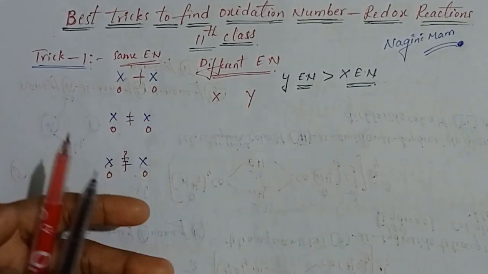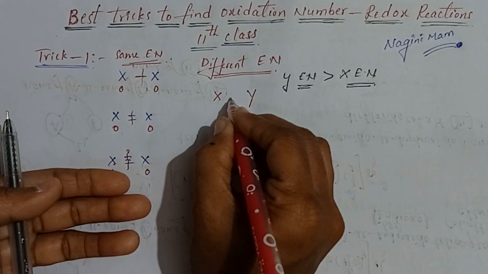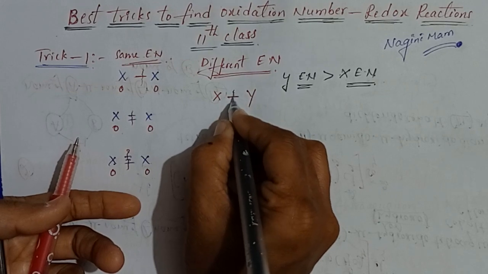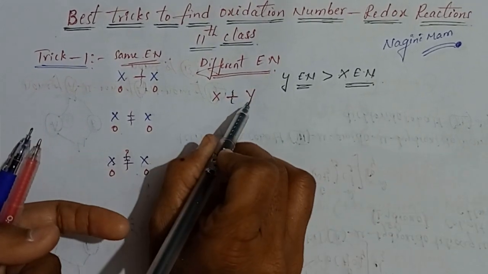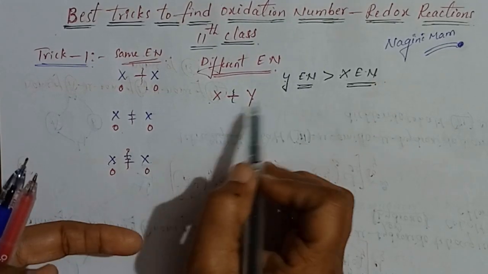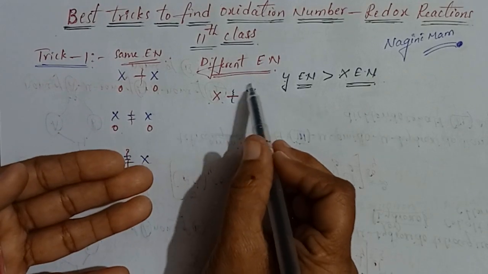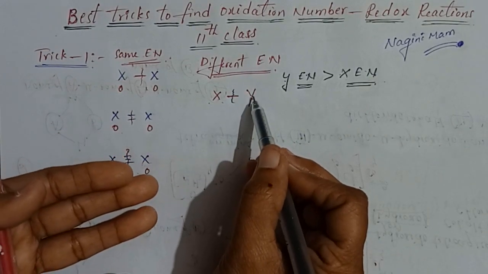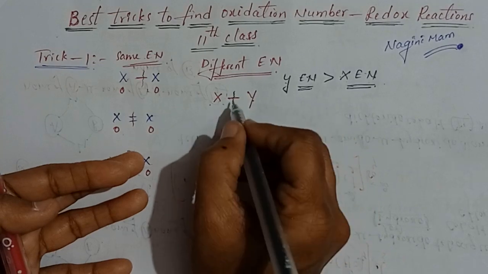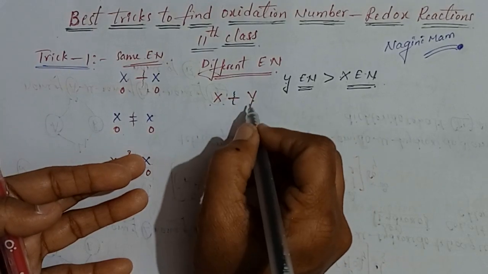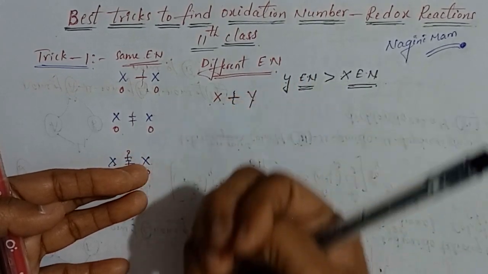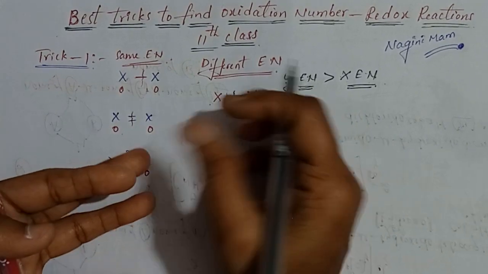Now suppose between the two different elements a single bond is there. If you break this bond, what will happen? Y has more electronegativity than X. So this is the more electronegative element, and it attracts the shared electron pair towards its own direction. So this bond moves towards the Y side. A bond means 2 electrons, so it is attracting 2 electrons.